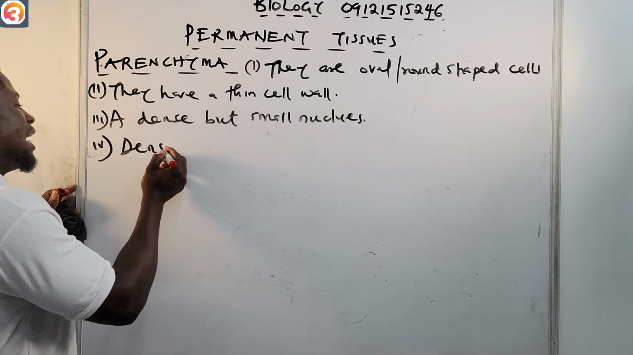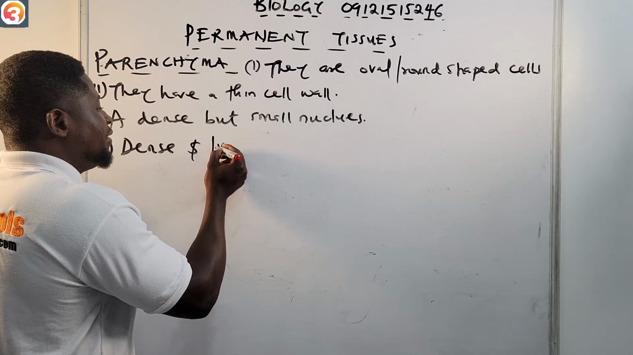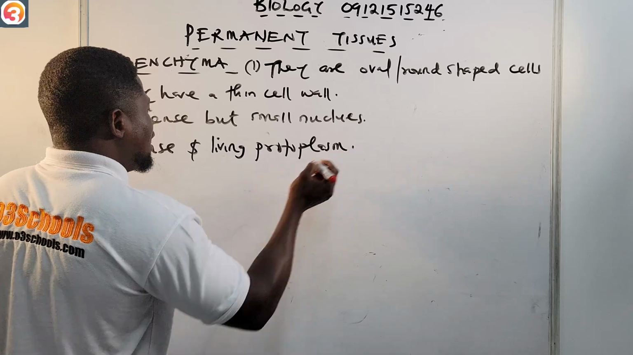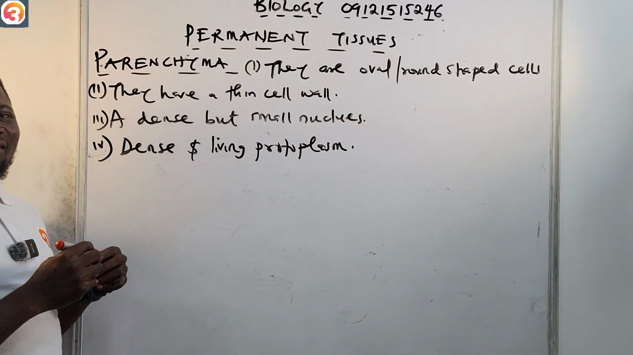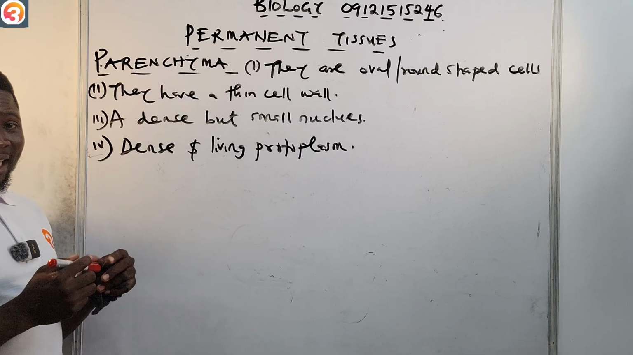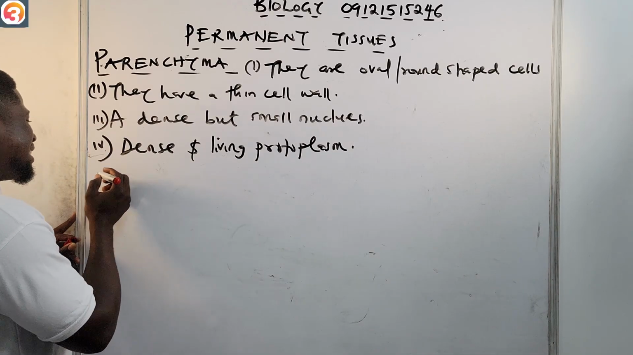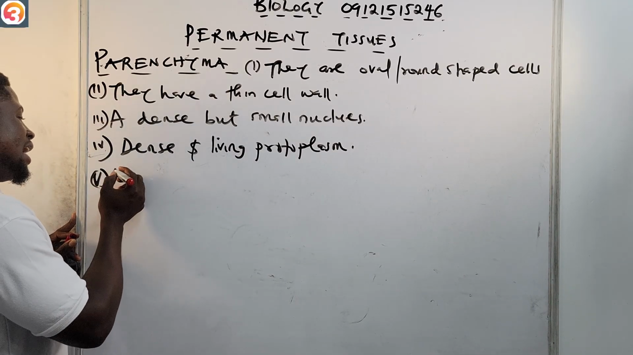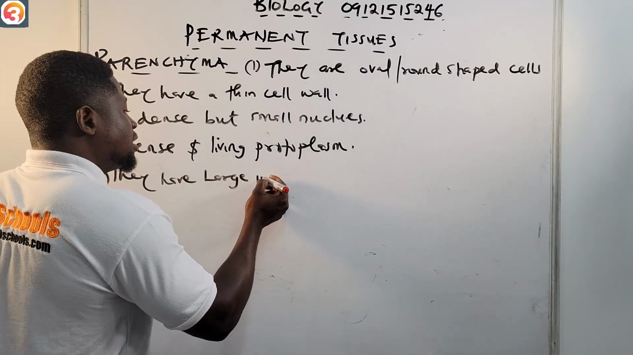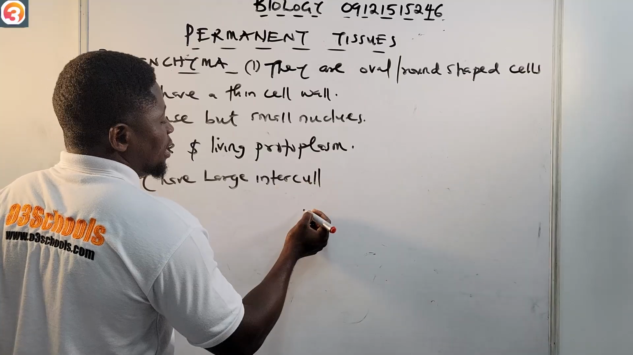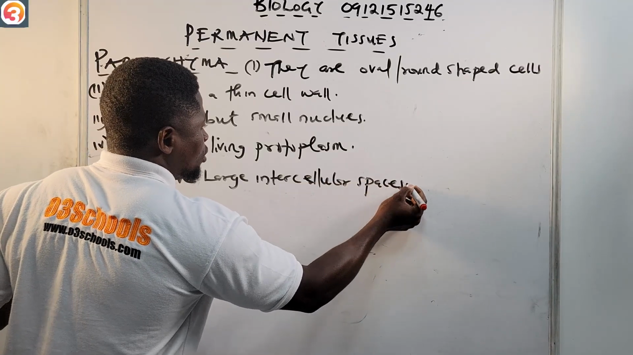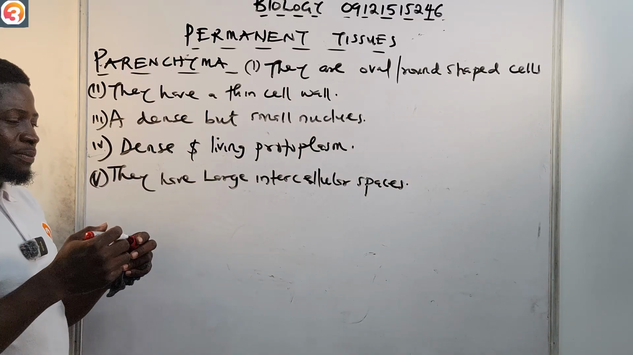Number four, that is IV, they also have a dense and living protoplasm. That is the fourth characteristic of parenchyma tissues. And they have large intercellular spaces. They have large intercellular spaces between them.